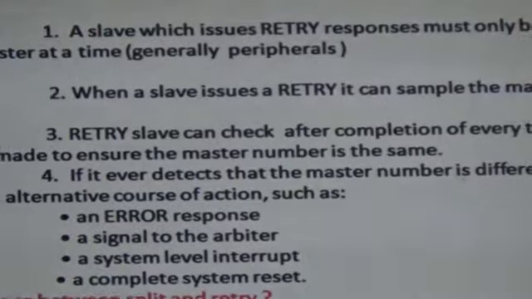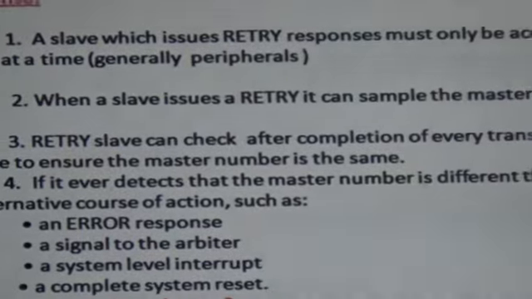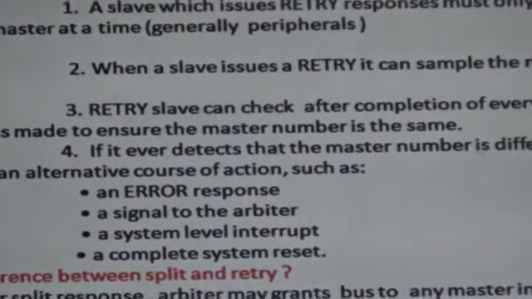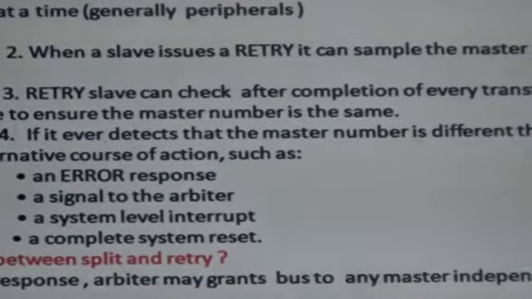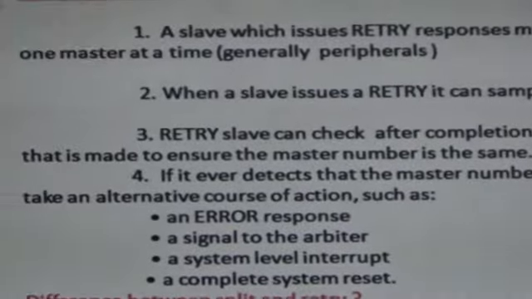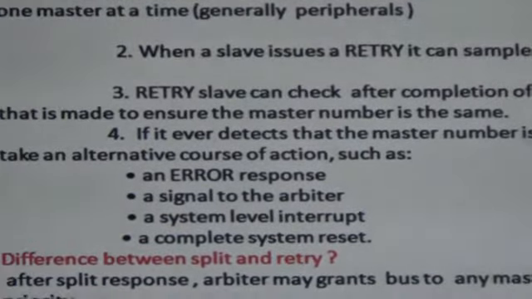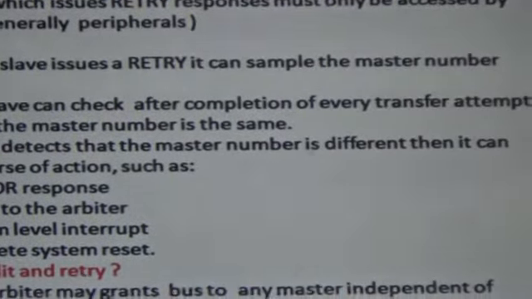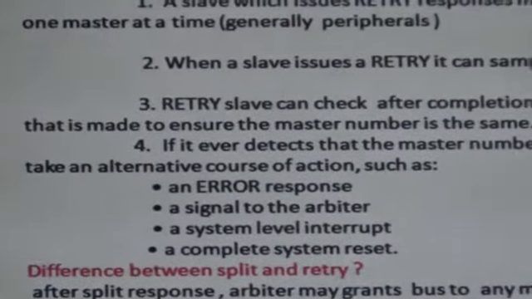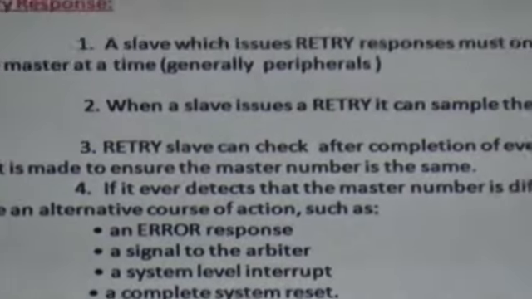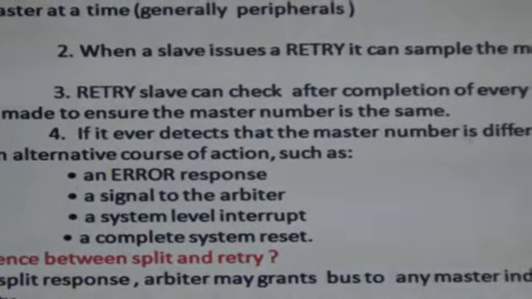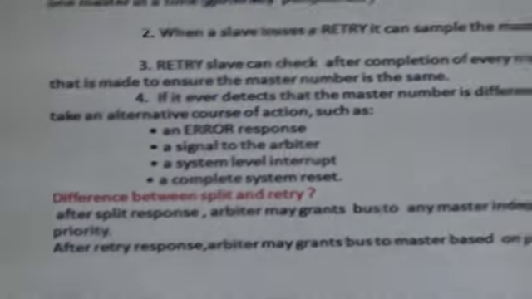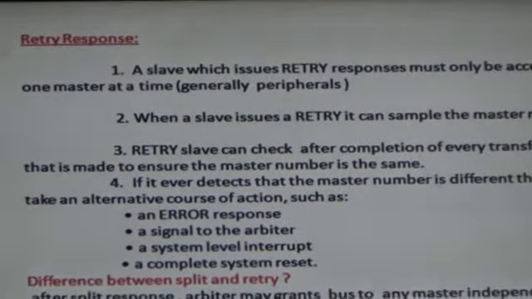After the slave samples the master number, and after retry, the slave checks after completion of every transfer attempt that is made to ensure that the master number is the same. Next, the fourth thing is if it ever detects the master number is different, then it can take an alternative course of action such as retry response, signal to the arbiter, or system level interrupt and completion system reset. These are the four important things which you need to know while performing retry responses.